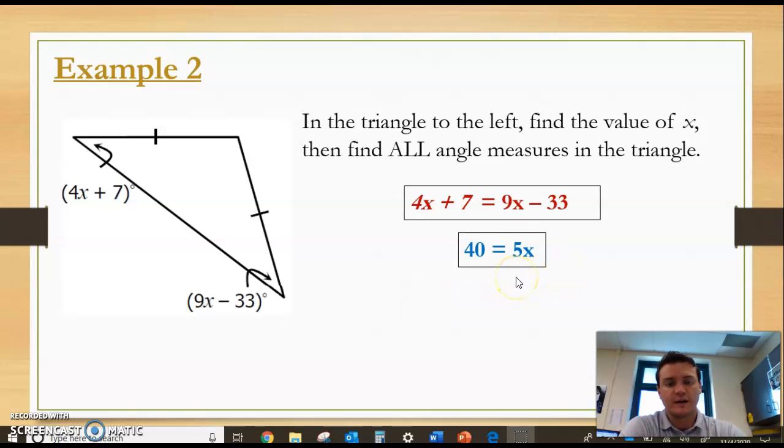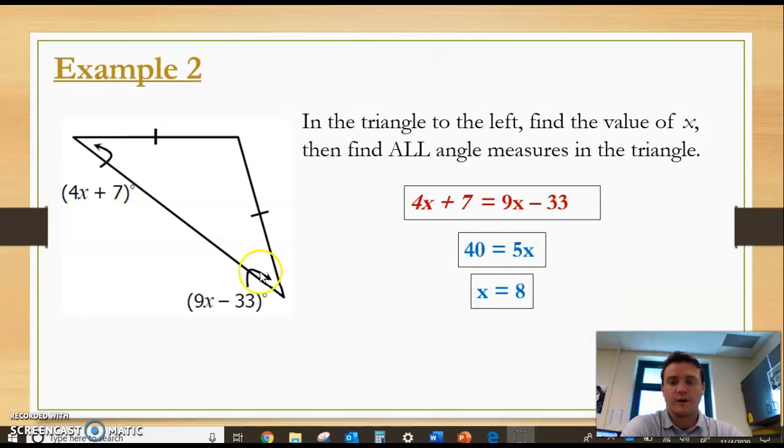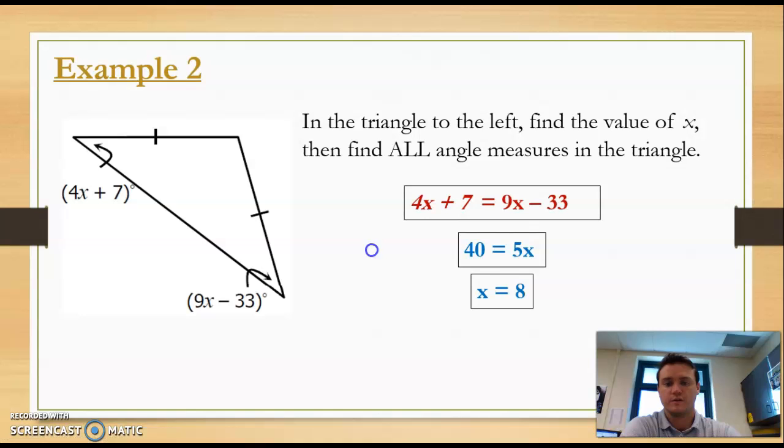So then when we solve this for x, we're going to have x equals 8. If we wanted to find the measures of all these angles, then we have to take our value of x, which is 8, and plug it back in. So this would be 8 times 4, which is 32, plus 7 is 39. So this angle right here has to be 39, which means that this angle right here would also have to be 39. See how this works here.